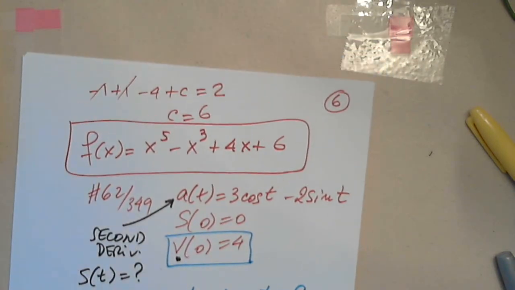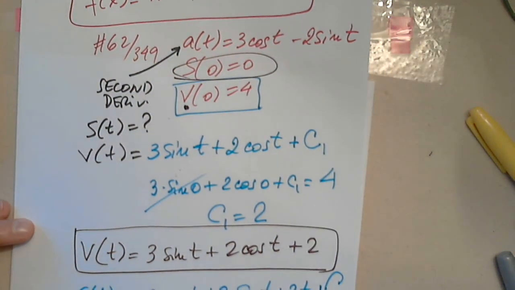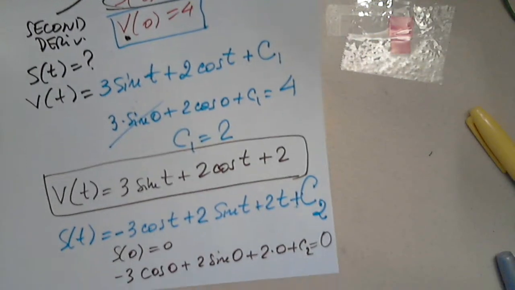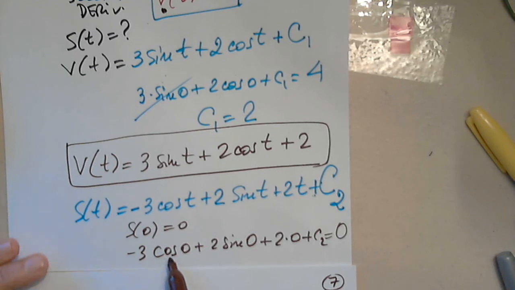Okay, I am given another piece of information. I am told that s of 0 is 0. That will help us determine c2. So s of 0 is 0. So negative 3 cosine 0 plus 2 sine 0 plus 2 times 0 plus c2 equals 0. This is 0, this is 0, and this is 1, so negative 3 plus c2 equals 0, c2 equals 3.